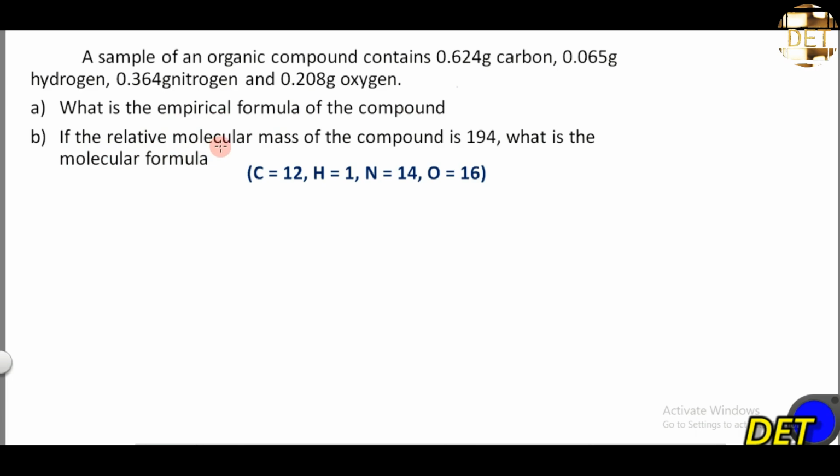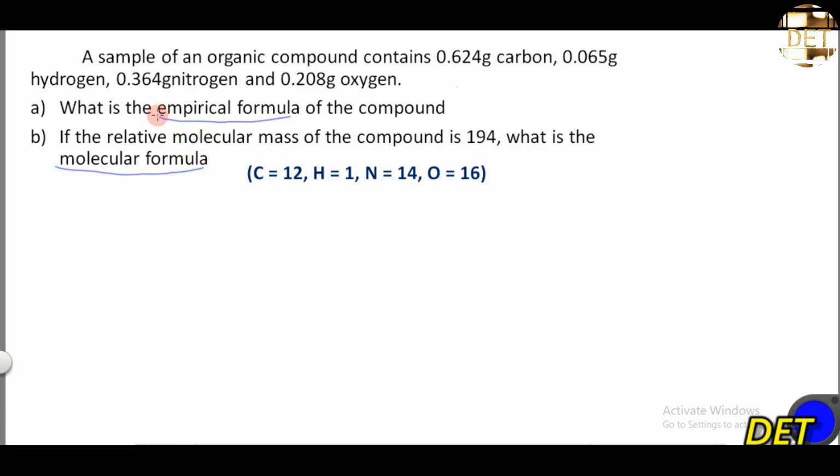Then B, if the relative molecular mass of the compound is 194, what is the molecular formula? And then we're given that the relative atomic masses of carbon is 12, hydrogen is 1, nitrogen is 14, and oxygen is 16. So how do we go about looking for the empirical formula and also the molecular formula?